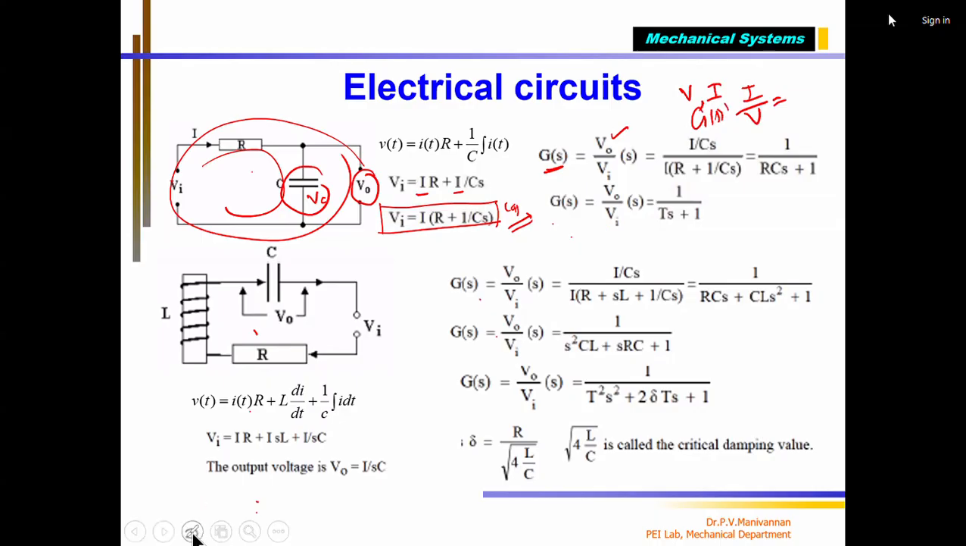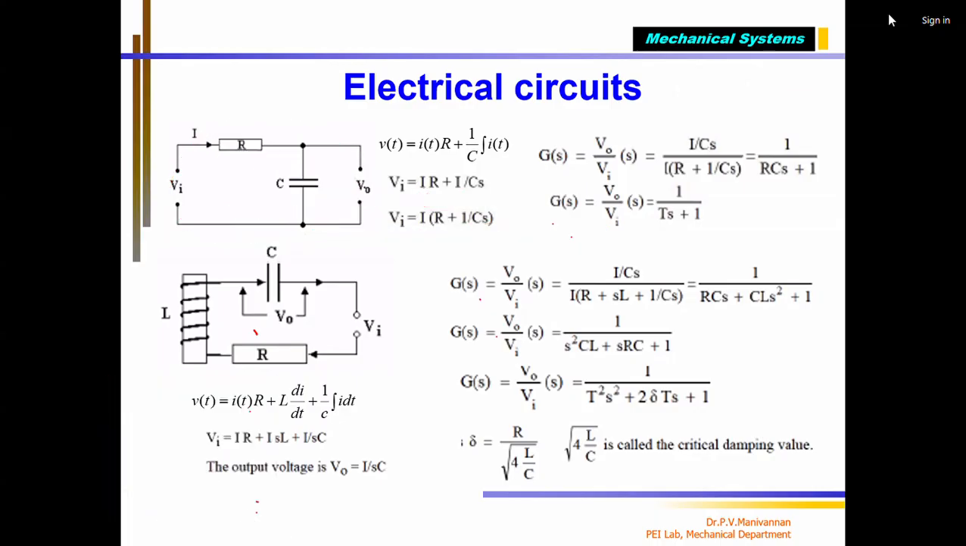Otherwise, in this case, I have decided this is my output. I am supplying some input, due to that there is a current flow I, and there are two voltages VR and VC. The VC voltage is my interest, not the current. My interest is V naught. V naught is nothing but voltage across capacitor. In that case, I can write the transfer function like this. Don't get confused. I can write I by V equals G(s).